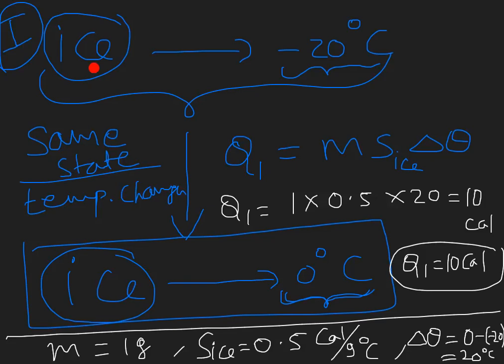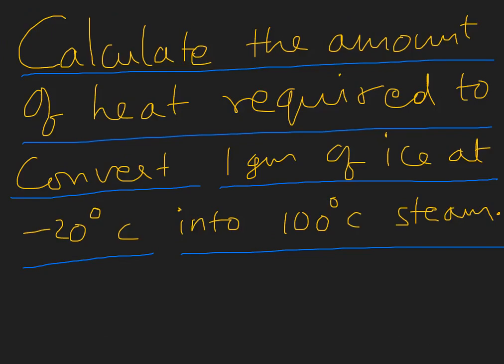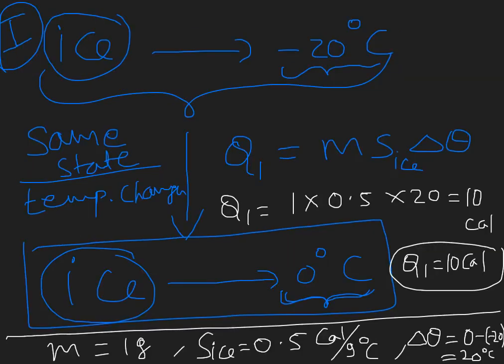Here first step, ice at minus 20. Maximum temperature of ice can exist at 0 degree centigrade. So same state, ice, same state, temperature changes. Formula Q1 equals m s delta theta. Here specific heat of ice we have to take. So ice specific heat is 0.5 calorie per gram degree centigrade. And mass of ice is 1 gram. In the question they mentioned 1 gram of ice. So mass is 1 gram, I have taken from the question.